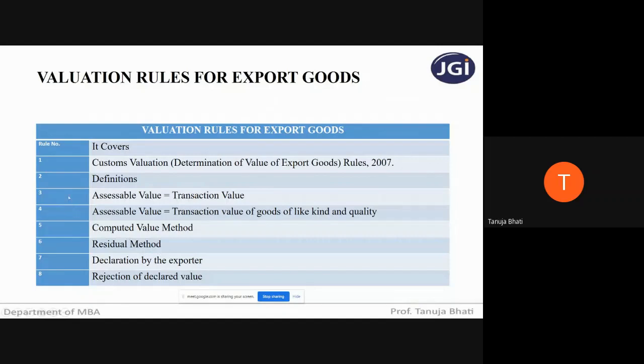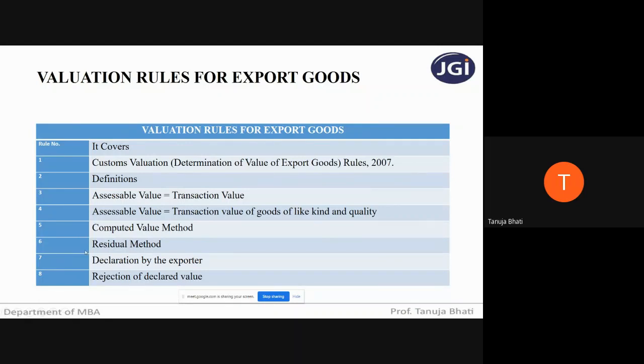Students, whenever you apply rule number 3, after that you have to go to rule number 7 directly. In rule number 3, when you determine the value as a transaction value, you have to declare that value to the customs authorities. And who is going to declare the value? The exporter, who is exporting the goods. So after rule 3, you will directly jump to rule 7, where you will be declaring the value to the customs authorities. If the customs authorities accept the value, then your valuation will end there.